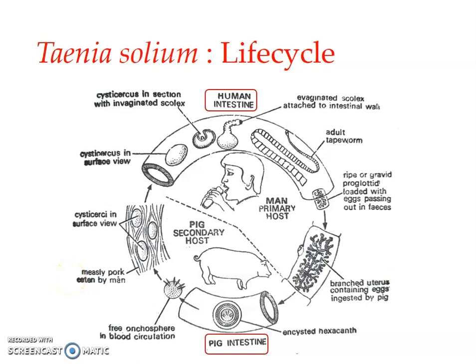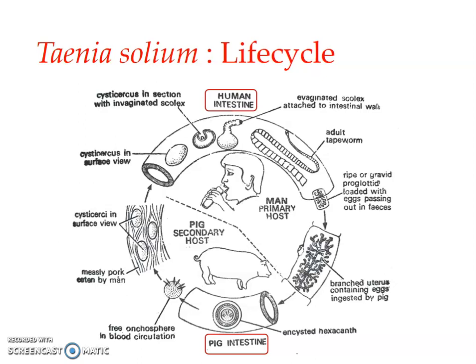Welcome back. We will continue with the life cycle of Taenia solium. We saw that the gravid proglottids come out of the human intestine through the feces, get desiccated and broken down, releasing the oncospheres into the surrounding medium. And these oncospheres are ingested by the secondary host, that is a pig. This is what we dealt with in the previous video.